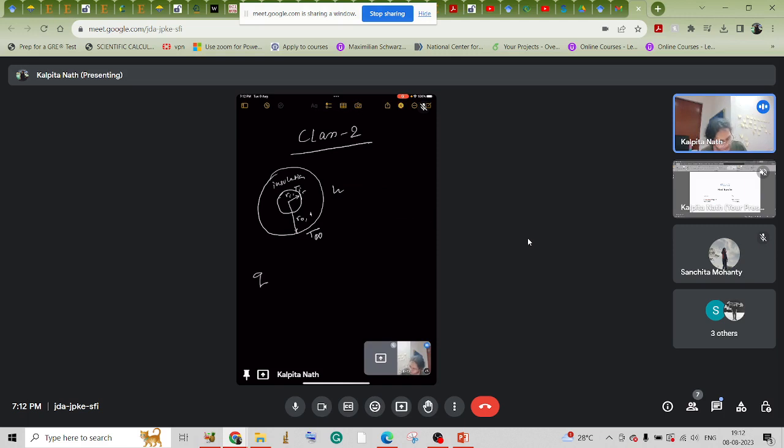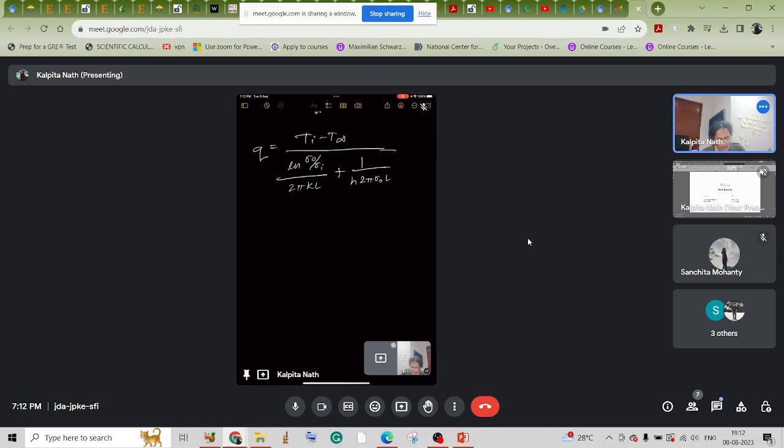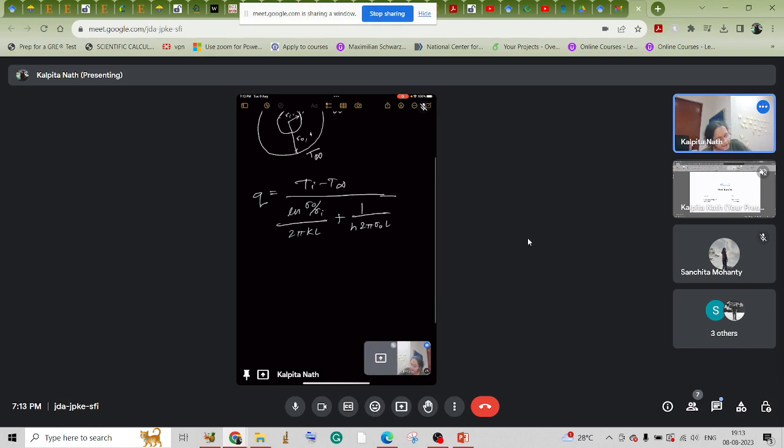We have already seen in the class that the heat flow can be written as Q equals Ti minus T infinity upon ln(R0/Ri) upon 2 pi K L, plus 1 upon H 2 pi R0 L. Right? Now we want to know at which point this heat flow will be maximum, and we have to keep this resistance, like at the point at which this resistance will be minimum, this heat transfer will be maximum.